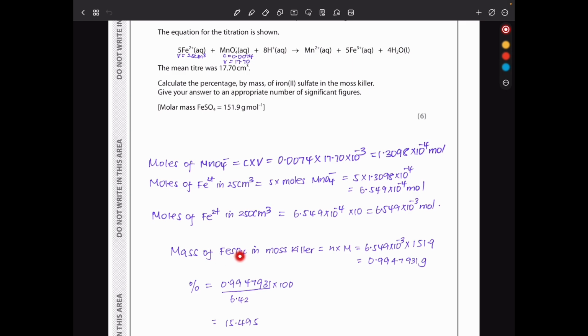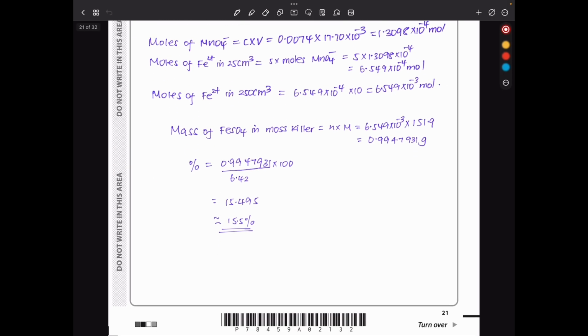Then the mass of iron 2 sulfate in the mixture should be the number of moles times the molar mass given here, 151.9, giving us this mass. So the percentage is going to be this mass divided by the original mass times 100, giving us about 15.5%.